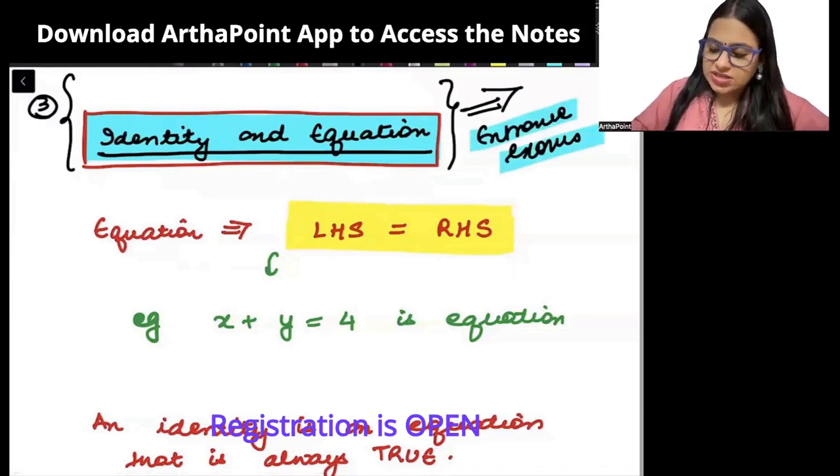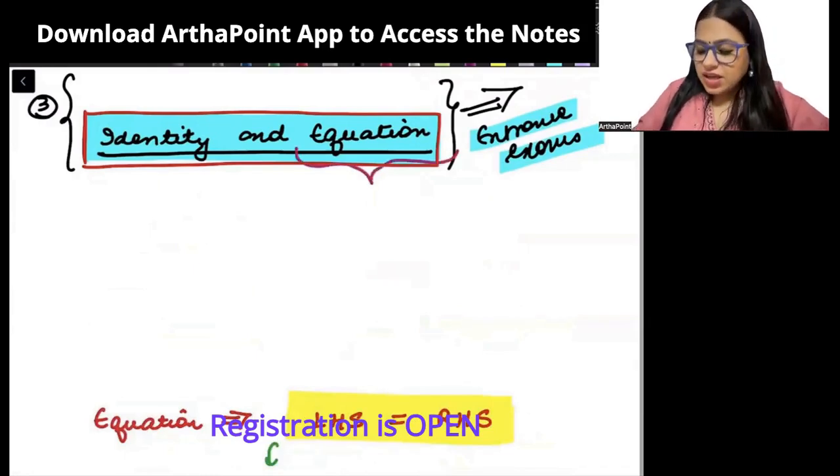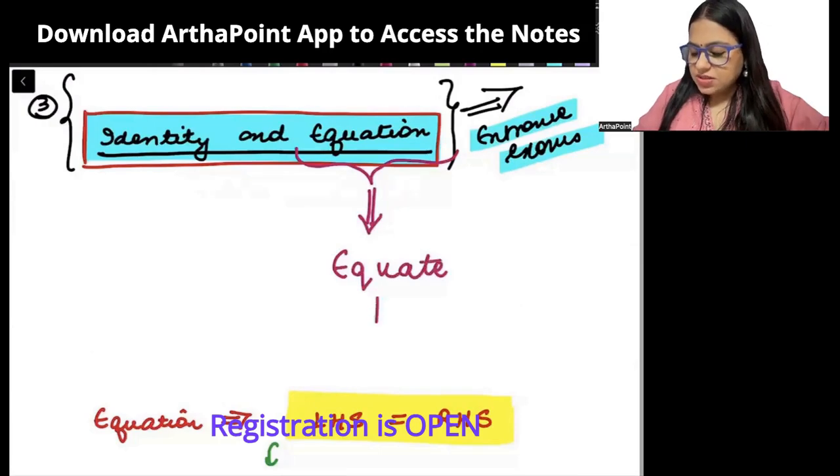So let us try to understand. First of all, let us try to understand the concept of equation. Beta, equation means it is coming from the word equate, means equal.